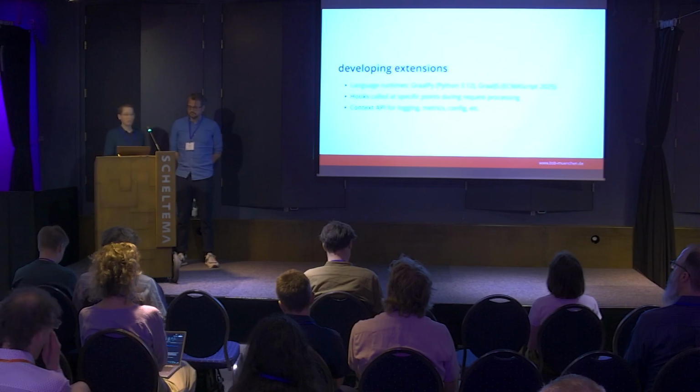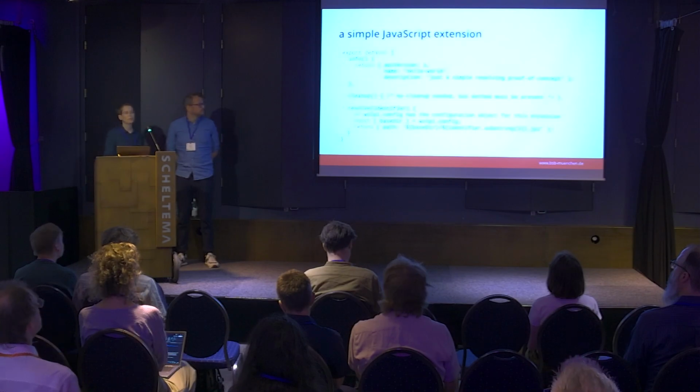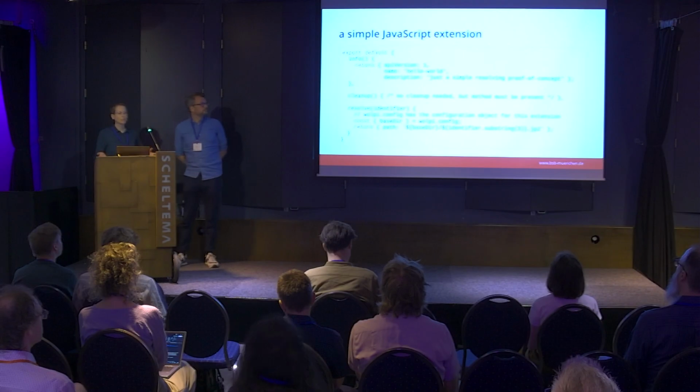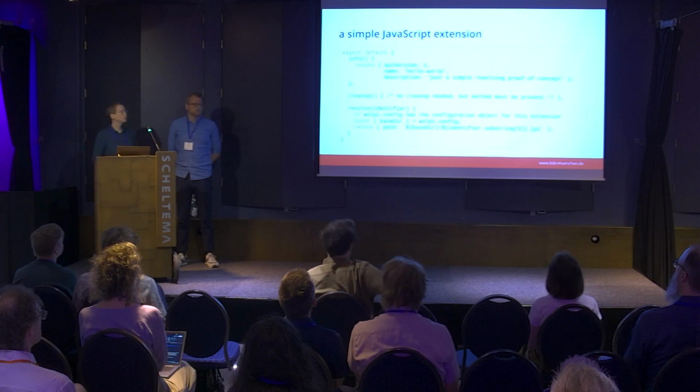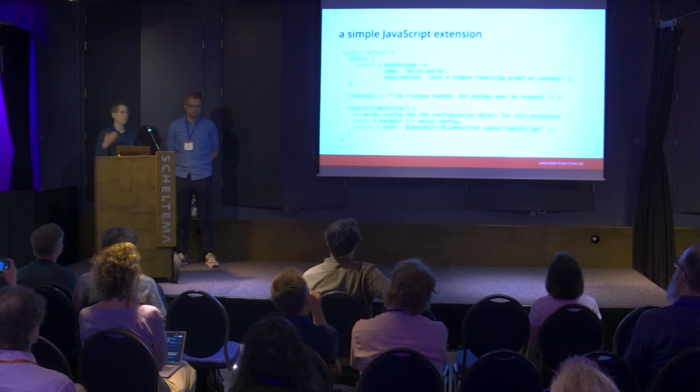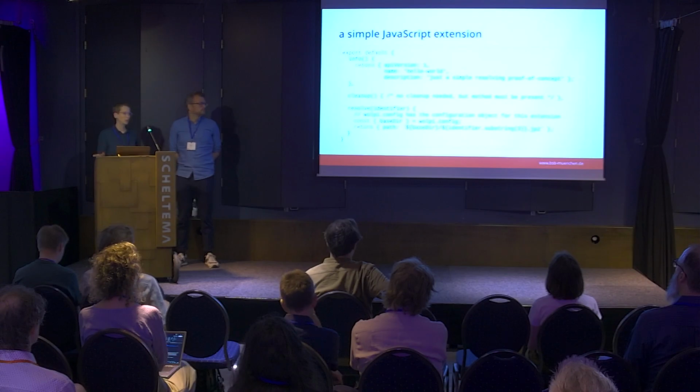So what does that look like in practice? We would like to show you a very simple sample extension. This is implemented in JavaScript. It's a single file with one object export, and the hooks are implemented as members of the object. So we have the info, cleanup, and resolve hooks. The info and cleanup hooks are mandatory, and they're used to provide metadata about the extension or to clean up any state that might have accumulated while processing a request. The actual logic in this case resides in the resolve hook.